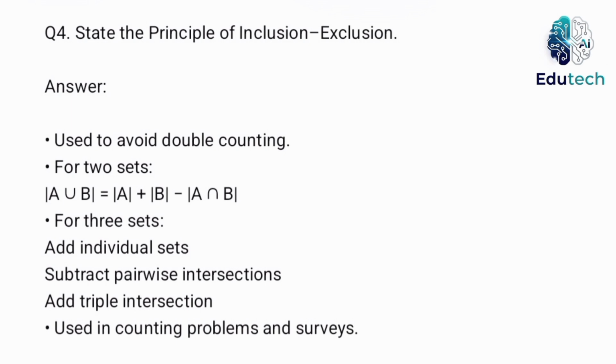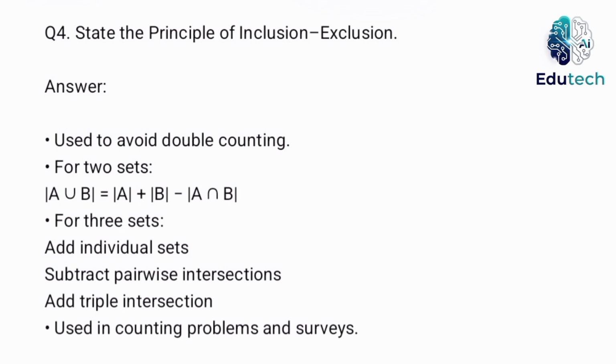State the principle of inclusion-exclusion. The principle of inclusion-exclusion is used in counting problems to avoid double counting of elements. For two sets A and B, the formula is modulus of A union B is equal to modulus of A plus modulus of B minus modulus of A intersection B.